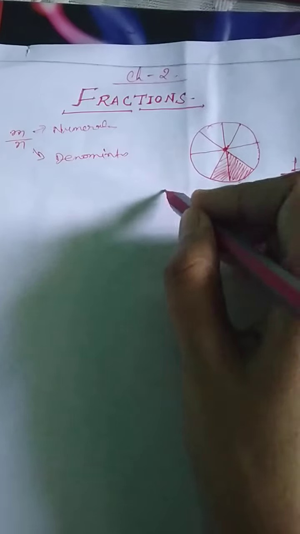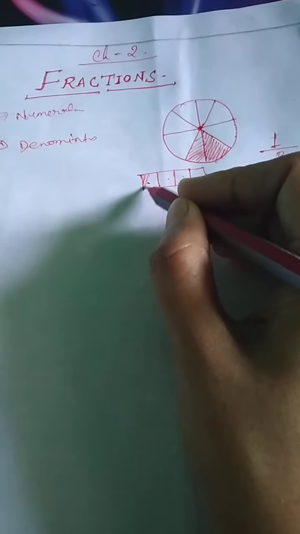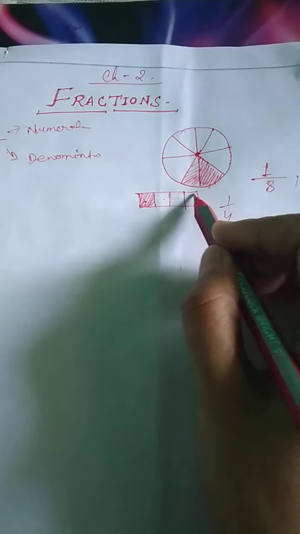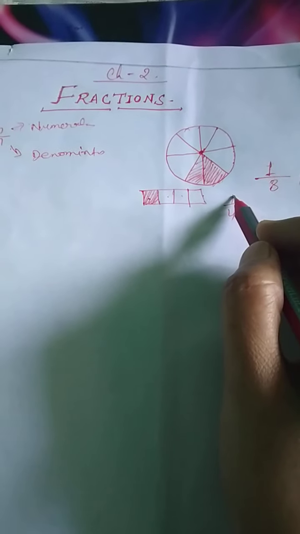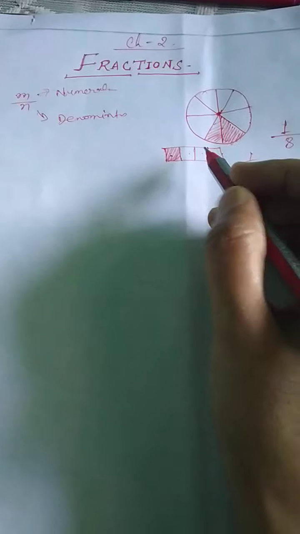Similarly, you can take any example. Suppose we have boxes of equal size, 1, 2, 3, 4, and you want to shade one box. How many boxes are shaded? 1 by 4th part. 1, 2, 3, 4 total parts down and one part up. You must have done these types of shading in class 3, 4 also. And suppose 2 parts, then 2 by 4. This we have represented in the form of a fraction. So a fraction represents a part of a whole and it is represented in this form, m by n.